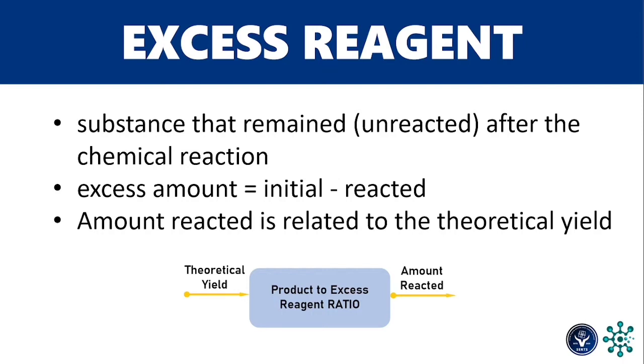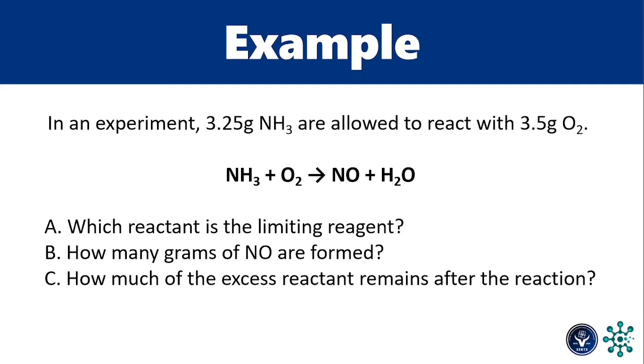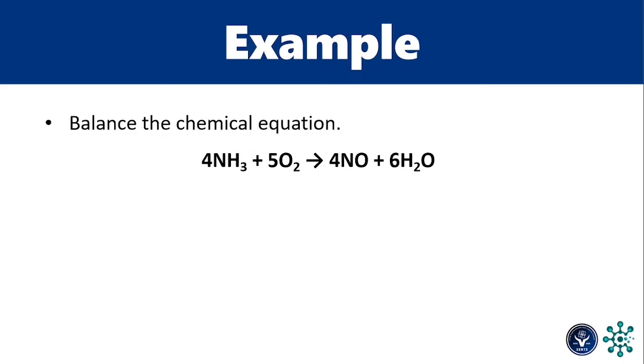Let's have an example. In an experiment, 3.25 grams of NH3 are allowed to react with 3.5 grams of O2. Letter A. Which reactant is the limiting reagent? B. How many grams of nitrogen monoxide are formed? C. How much of the excess reactant remains after the reaction? Let us start by balancing the chemical equation, and this is the balanced equation. You apply your knowledge in chemical balancing.